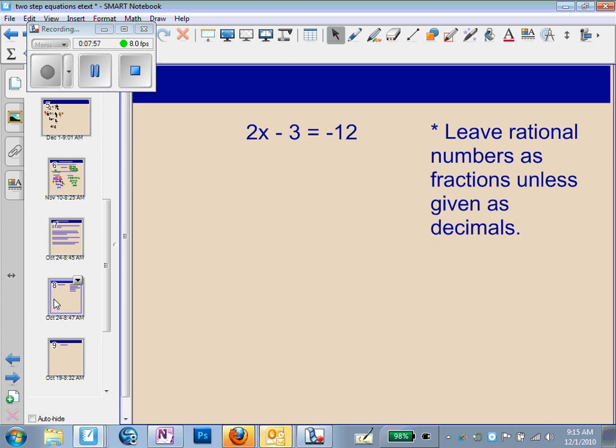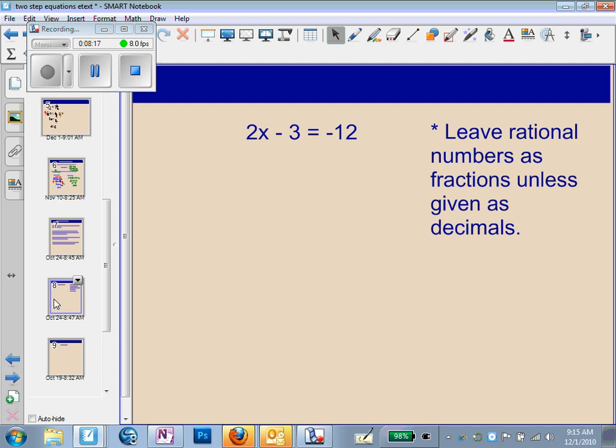When you are solving these equations, if you are given numbers with decimals in them, then I expect the answer to be a decimal. Otherwise, if the answers are not whole numbers, I want them to be fractions, not decimals.